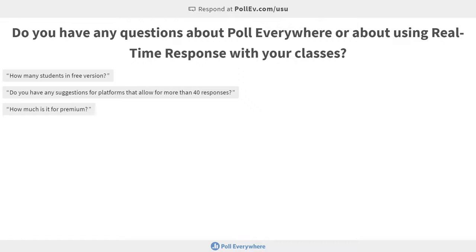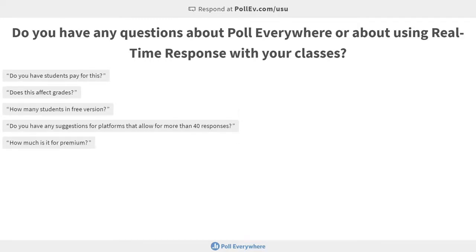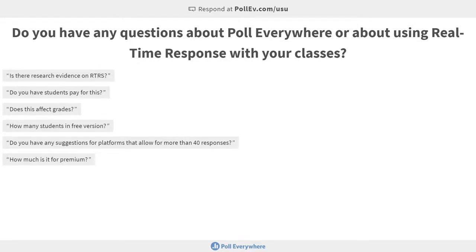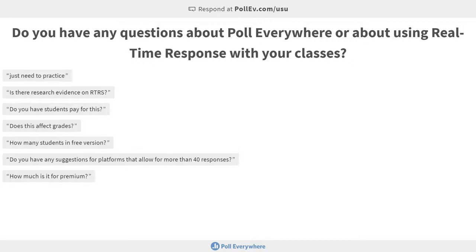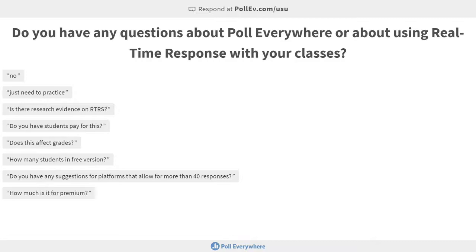Another question. Any suggestions for platforms that allow more than 40 responses? Marta, are you going to mention a few of those? Yes, okay. So again, there are several platforms that have very similar, if not almost identical, functionality. And Marta will give you a few of those. Okay. How many students in the free version? Any number of students, but to get responses to a single question, 40 is the cutoff. And if you have more students than that in the class, I guess only the first 40 responses would register.